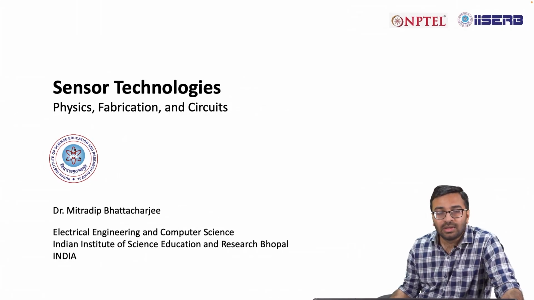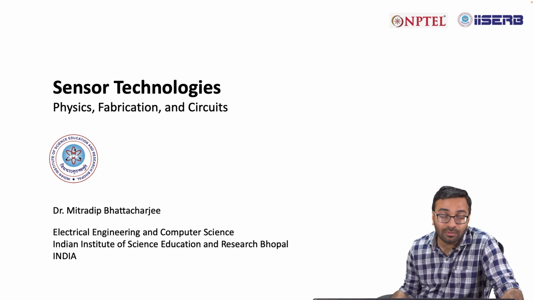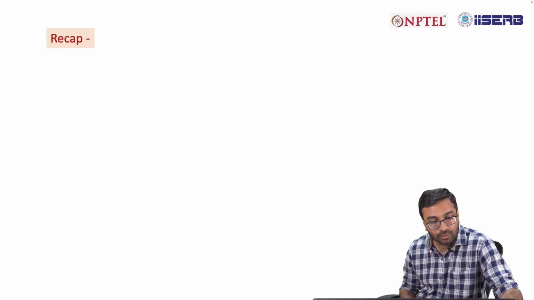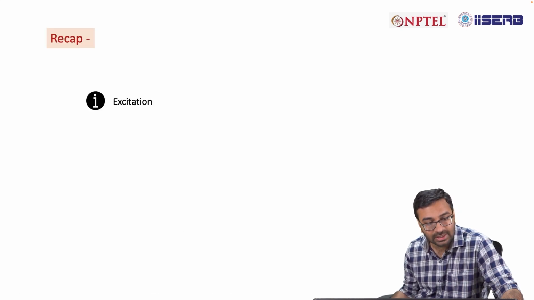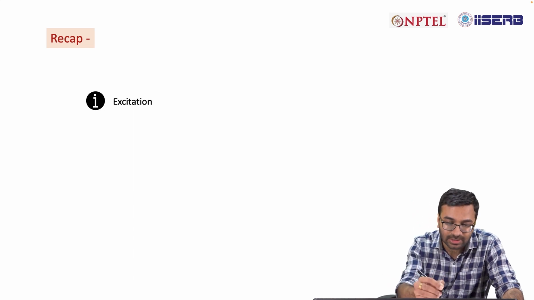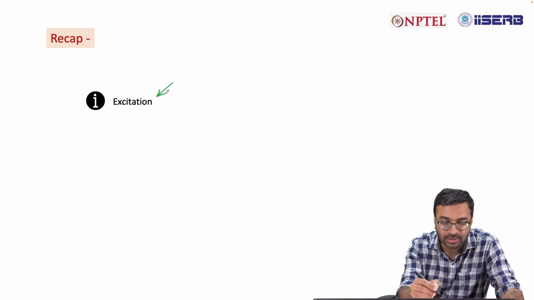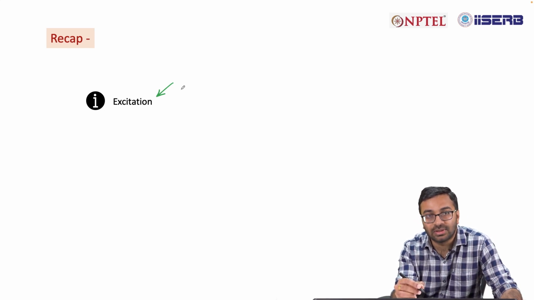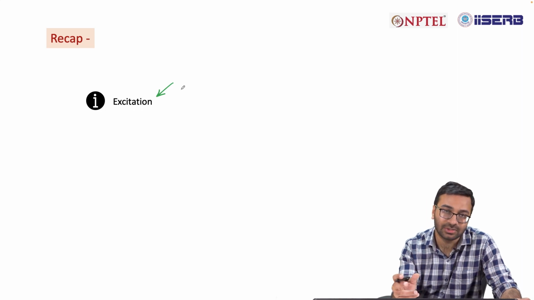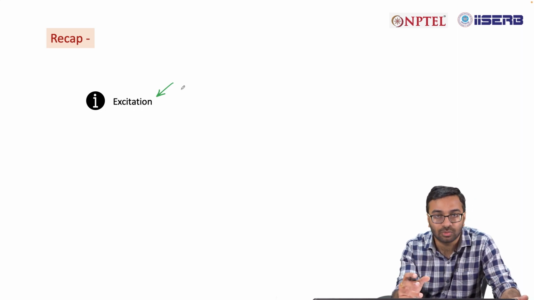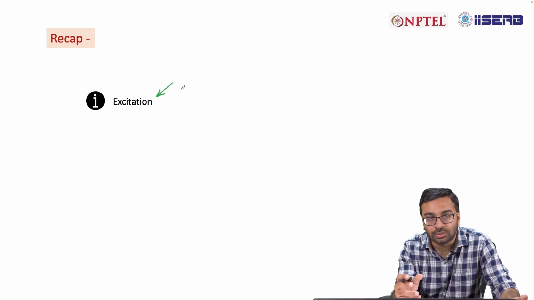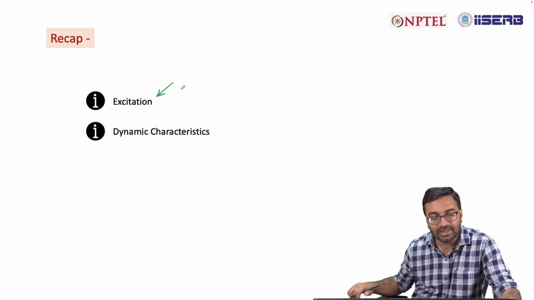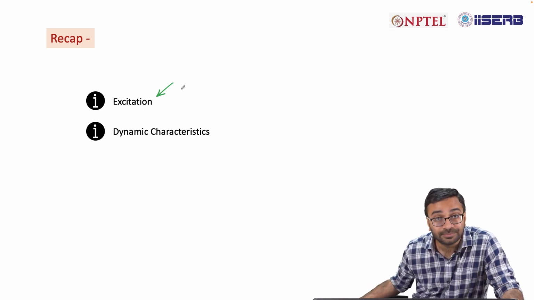Hello everyone, we are almost towards the end of our sensor parameters. So, we already have discussed excitation in our last lecture. What is excitation? We said that excitation is something which acts as a bias or an external energy that we give to a sensor in order to operate the sensor.